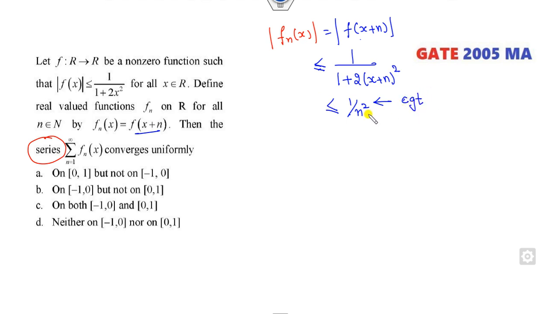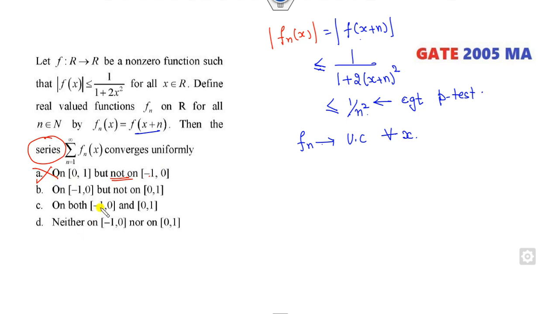You can see this series is convergent by using the p-test. So it means this series converges uniformly. This series is convergent uniformly for all x. So what is the meaning of that? It means the first option is not right.